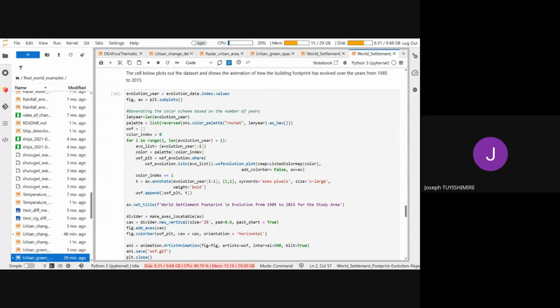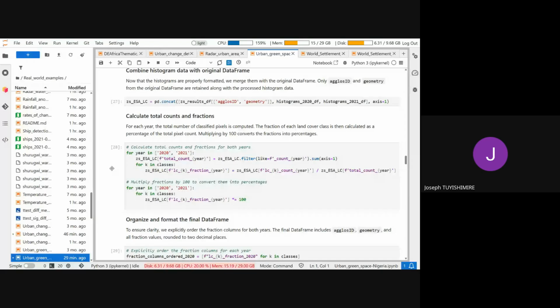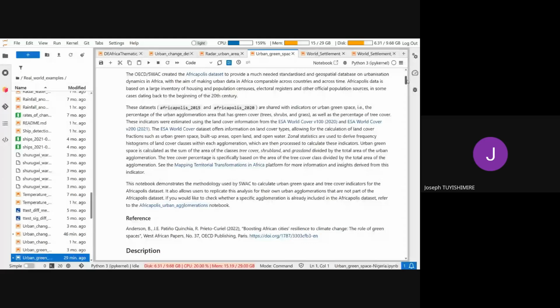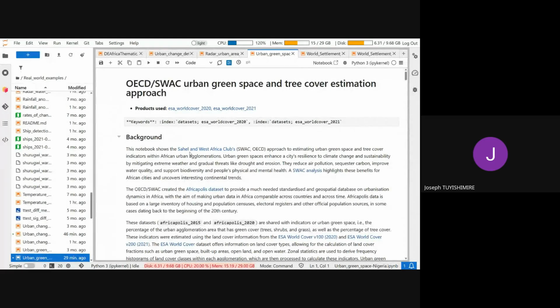This was something about urban change detection and settlement, near real time, but also tracing changes from the past, and also we can understand the urban greenness. So urban green space and its recovery. This was developed using a collaboration in the Sahel and West Africa Club.